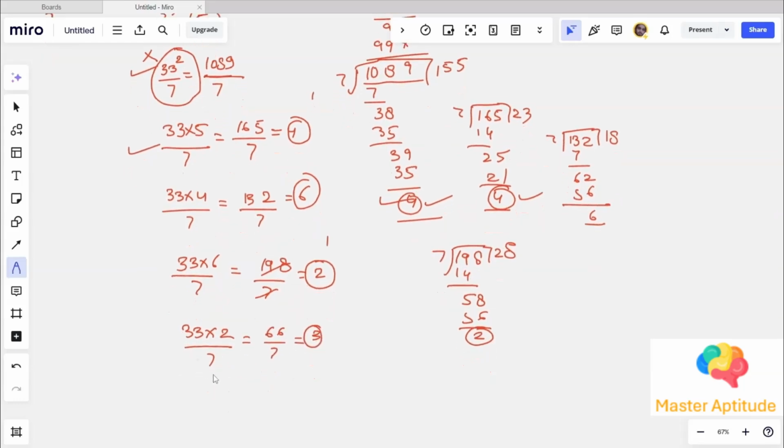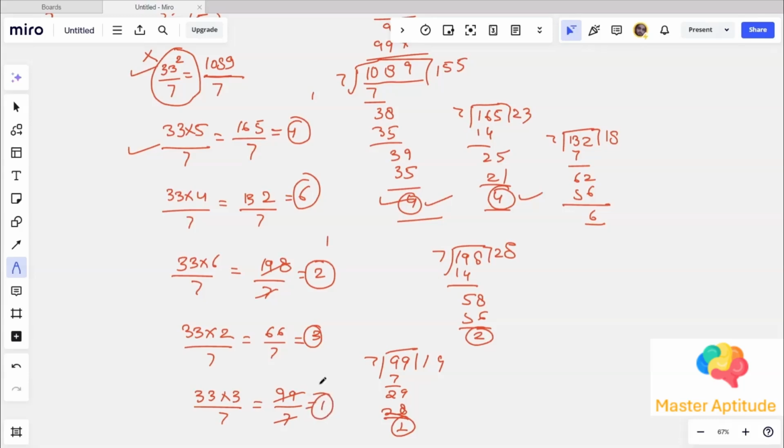Now let's find out another remainder. 33, and our previous remainder is 3, so 3 times 33 divided by 7 equals 99 divided by 7. So the remainder will be, 99: 7 1 is 7, 7 2 is 14, 7 4 is 28. So the remainder is 1.